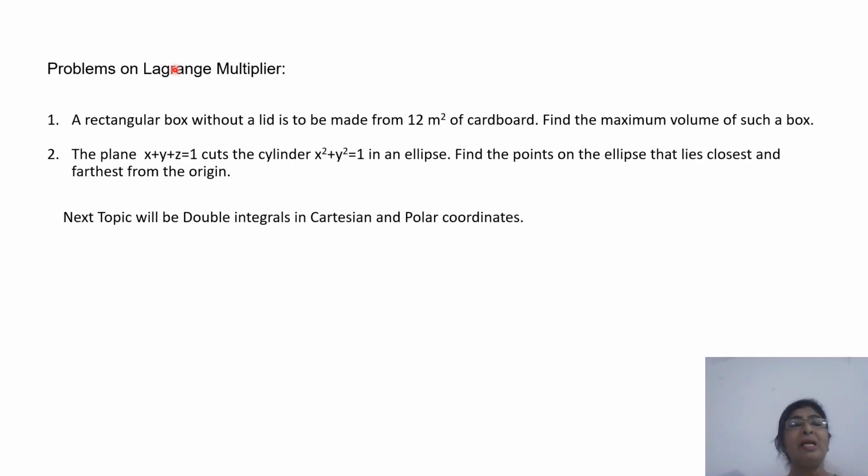Now, problems on Lagrange multipliers which you have to solve. First problem: a rectangular box without a lid is made up from 12 square meters of cardboard. Find the maximum volume of such a box. Secondly, the plane x + y + z = 1 cuts the cylinder x² + y² = 1 in an ellipse. Find the points on the ellipse that lie closest and farthest from the origin. So these two problems you have to solve.